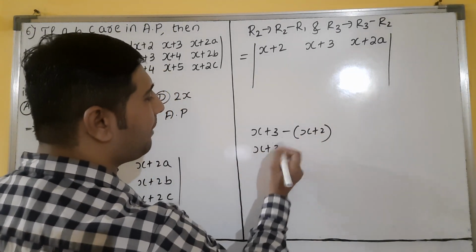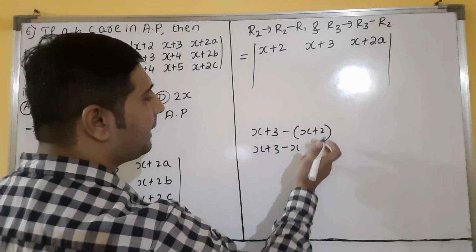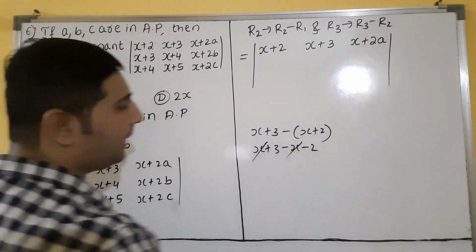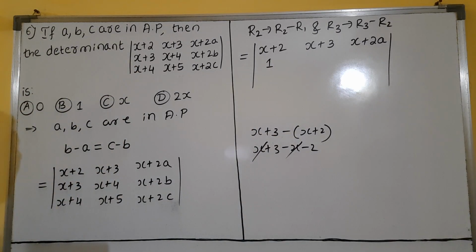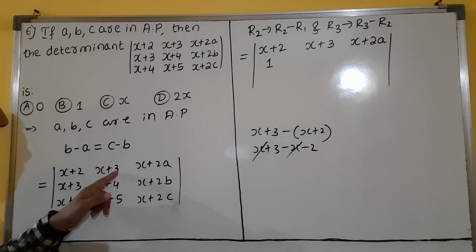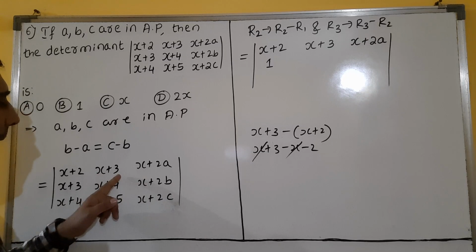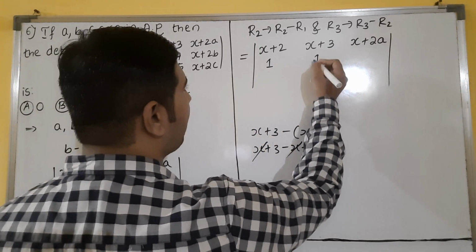So X plus 3 minus X minus (minus into plus minus 2) plus X minus X get cancelled. 3 minus 2 is what? 1, we can write. Similarly, you can see R2 minus R1, you do. X plus 4 minus X plus 3 is 1, dear students.